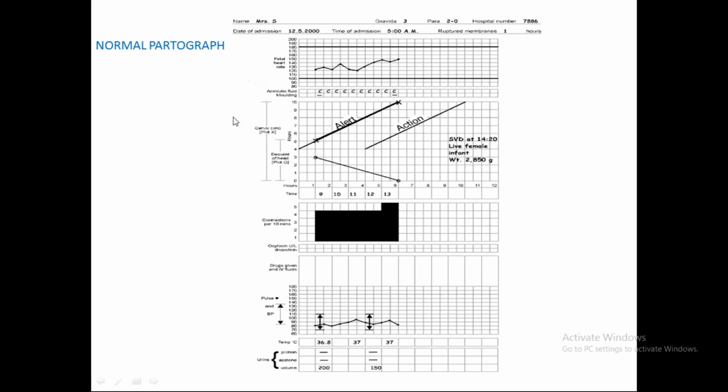This is a short answer for you in the final exam also. The patient details, then fetal heart rate, membranes, alert and action line, uterine contractions, then oxytocin drip, drugs given, IV fluids, pulse, BP, temperature, and urine examination and urine volume. This all is included in the partograph.